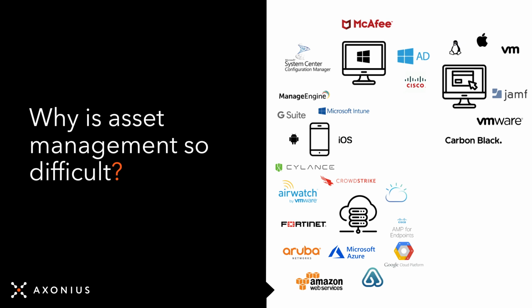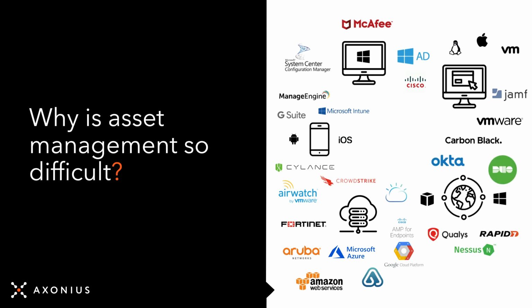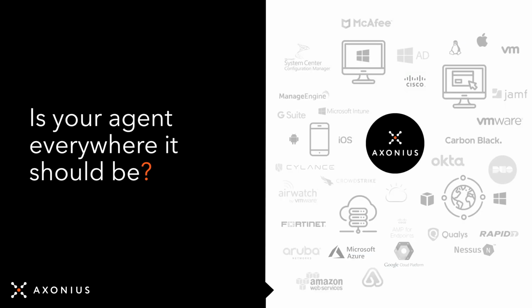Then the move to the cloud, and now the move to IoT means we have all of these solutions that know about assets. They all have a piece of the puzzle, but they don't talk to each other, and it makes it really difficult just to answer basic questions like, is my agent everywhere it should be? Well, I can't just go to the agent console and say, are you installed everywhere you should be? I have to look at multiple sources to get that answer.